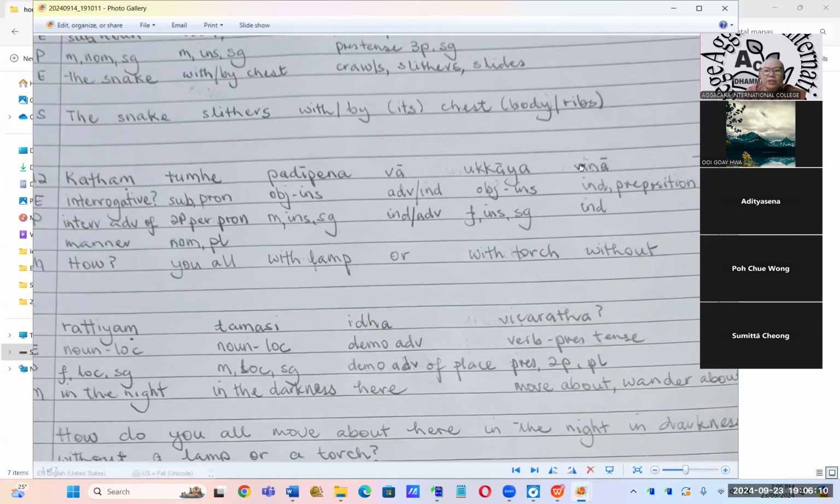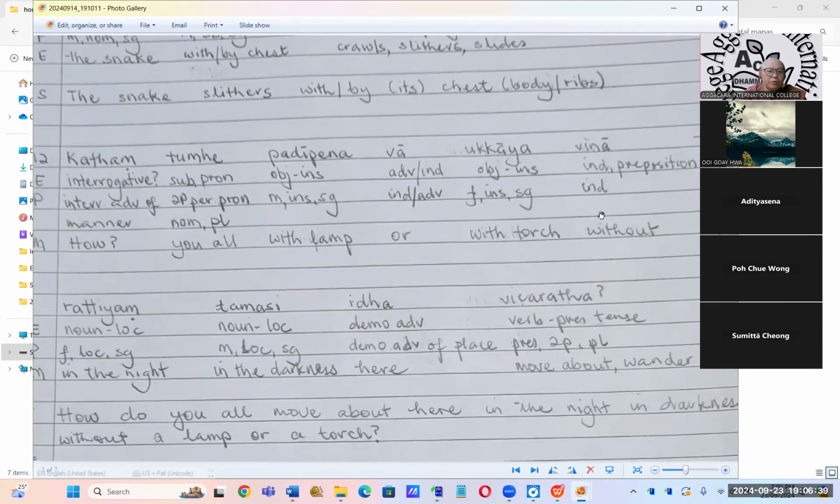How do we know it's feminine? Because vina should link with the instrumental. You can see here is an instrumental. So this one should be instrumental, right? Because wa and wa. So this one should be instrumental, this one should be instrumental. But we don't have ya for the masculine or neuter, so it must be feminine here. So feminine instrumental singular, right? Vina, a preposition, without. So without a lamp or without a torch. Ratiyam, right? So it's feminine here. Yam is a locative, yes. In the night, tamasi, in the darkness. Si here is locative.